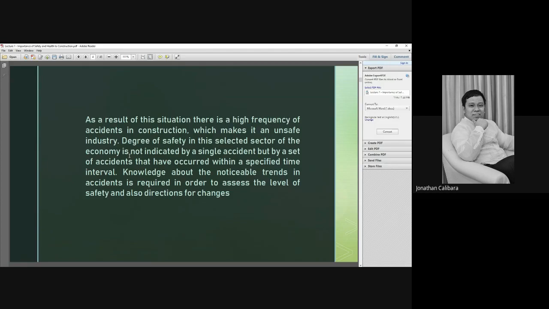Imagine a building under construction that collapses, with many workers hit. That is not good, but it is part of our job. The degree of safety in this selected sector of the economy is not indicated by a single accident but by a set of accidents that have occurred within a specified interval. See? It is very painful. This is not an isolated event. Sometimes, someone falls into the excavation.